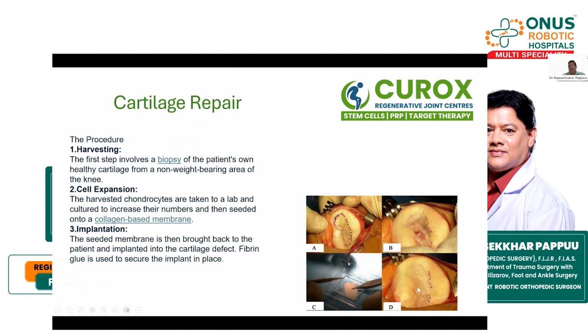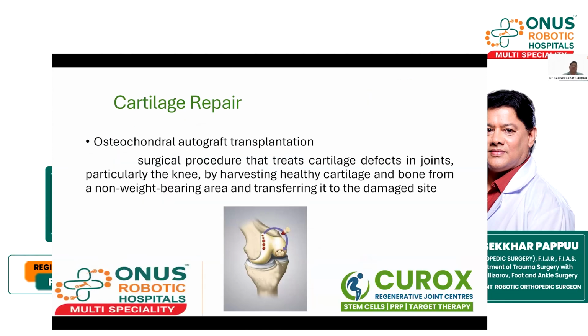B is the defect, and D is the place where we covered the defect with the membrane. So this is called autologous chondrocyte implantation. Why is it autologous? Auto means your own cartilage is taken out, grown, and then implanted there.